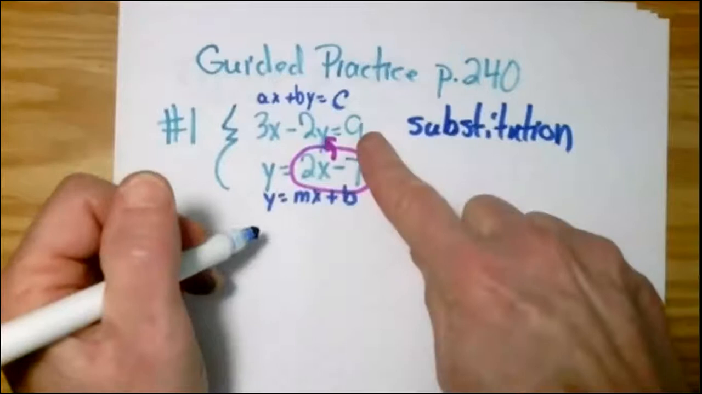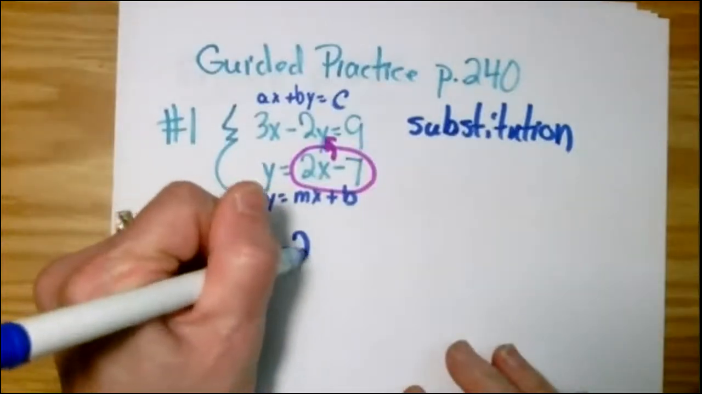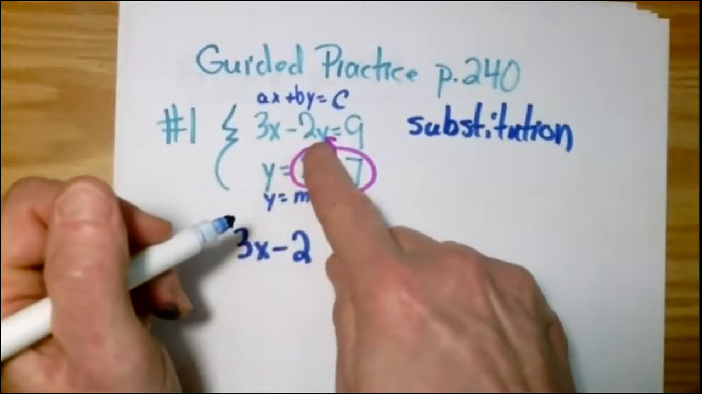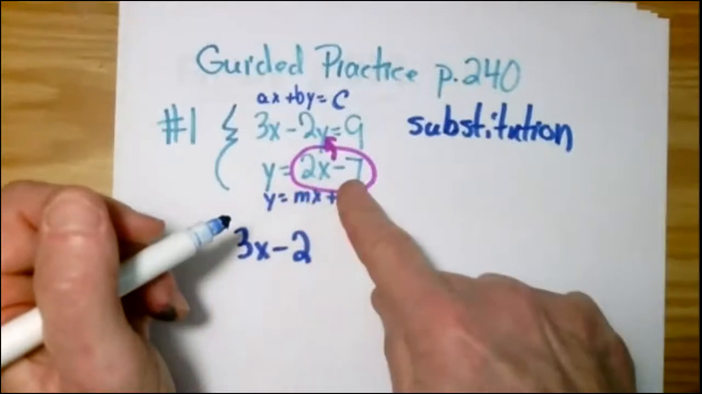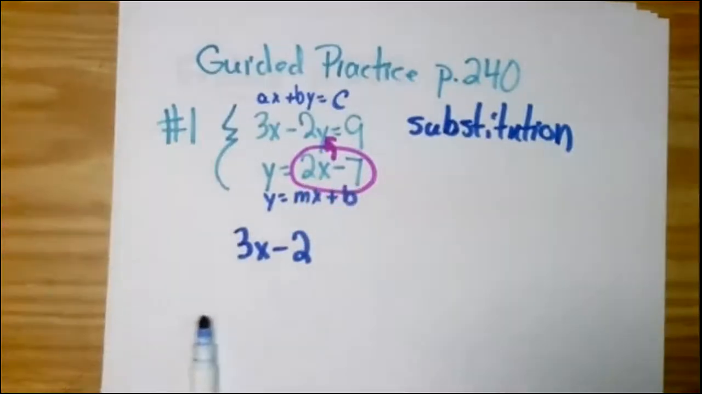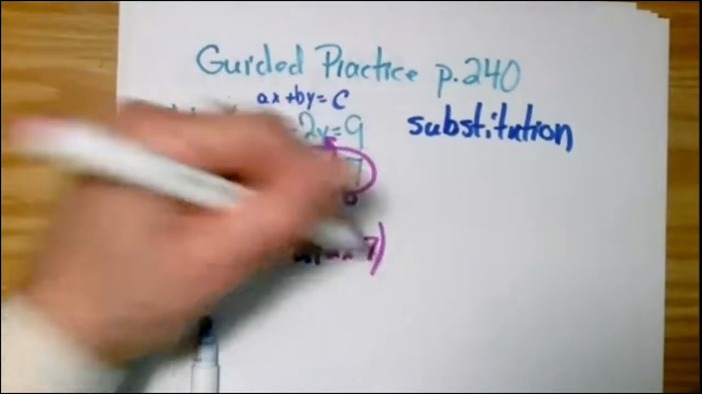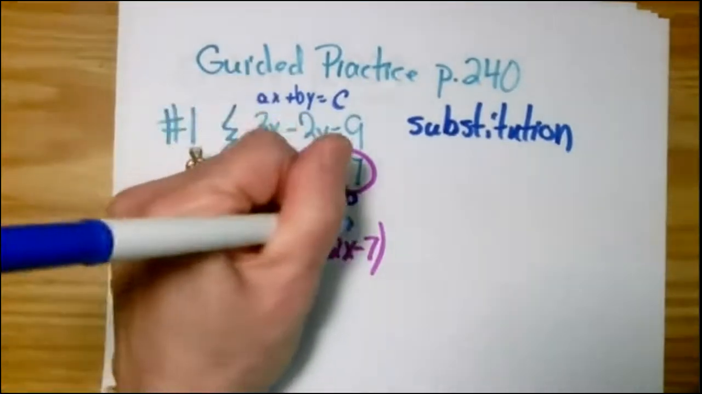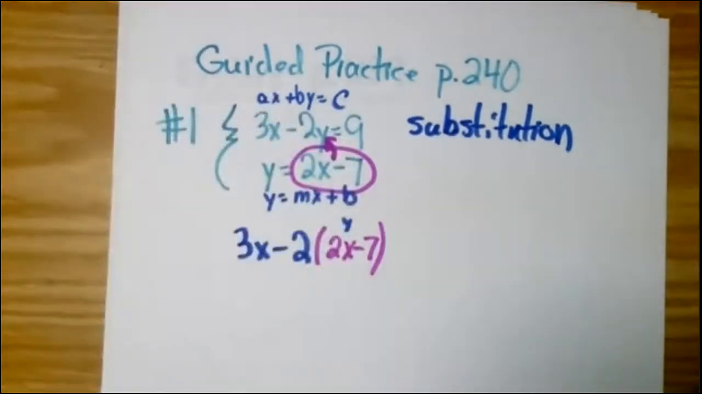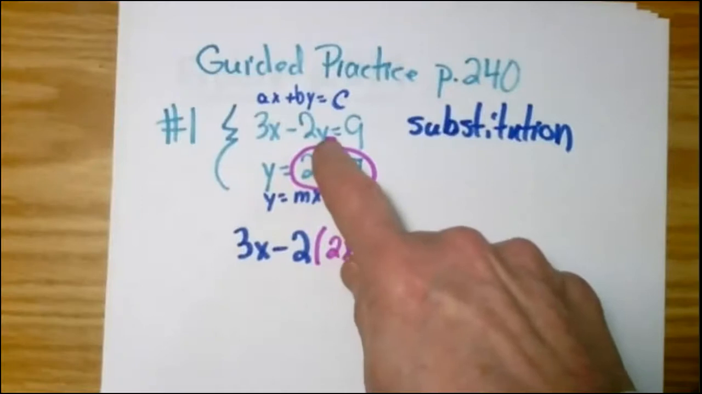So I'm going to rewrite the first equation, 3x minus 2, this means 2 times the number, right? 2 times y. Well, we're saying y is this whole thing. So in parentheses, I'm going to put 2x minus 7 in for y. That was y. Wouldn't you agree with me before? And all of that equals 9. So all I did was put this value in for the y up here.